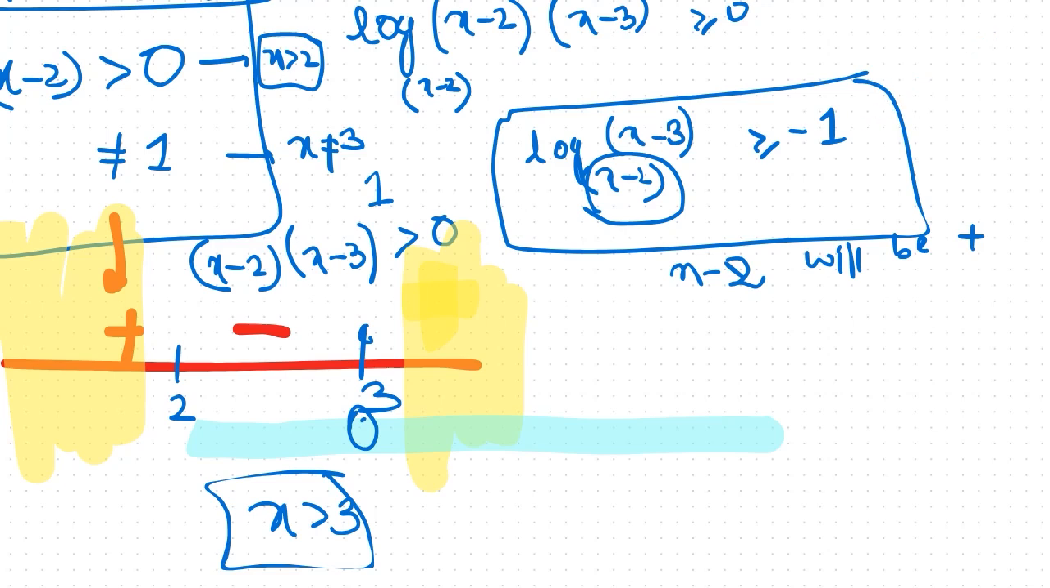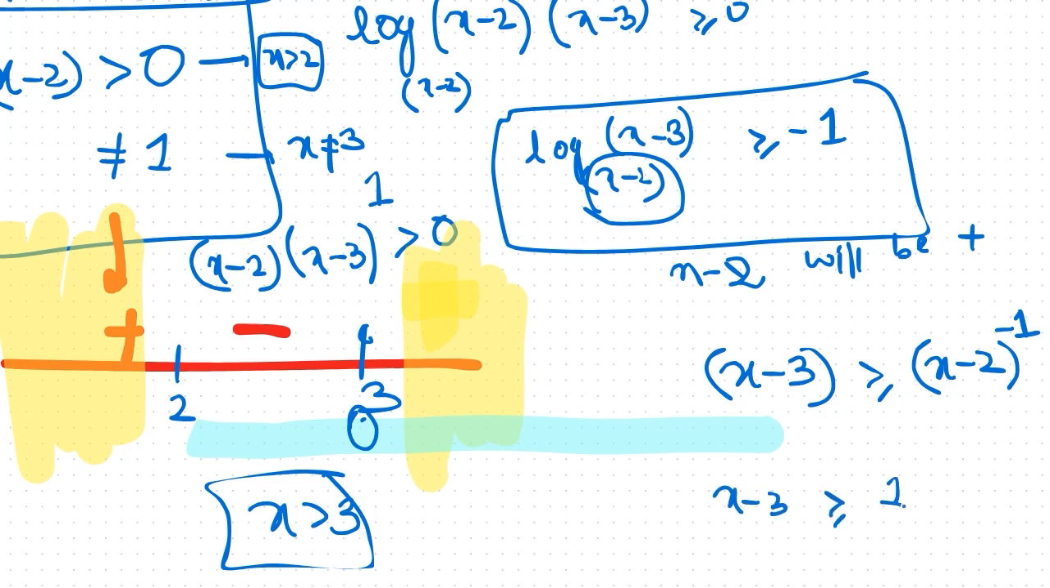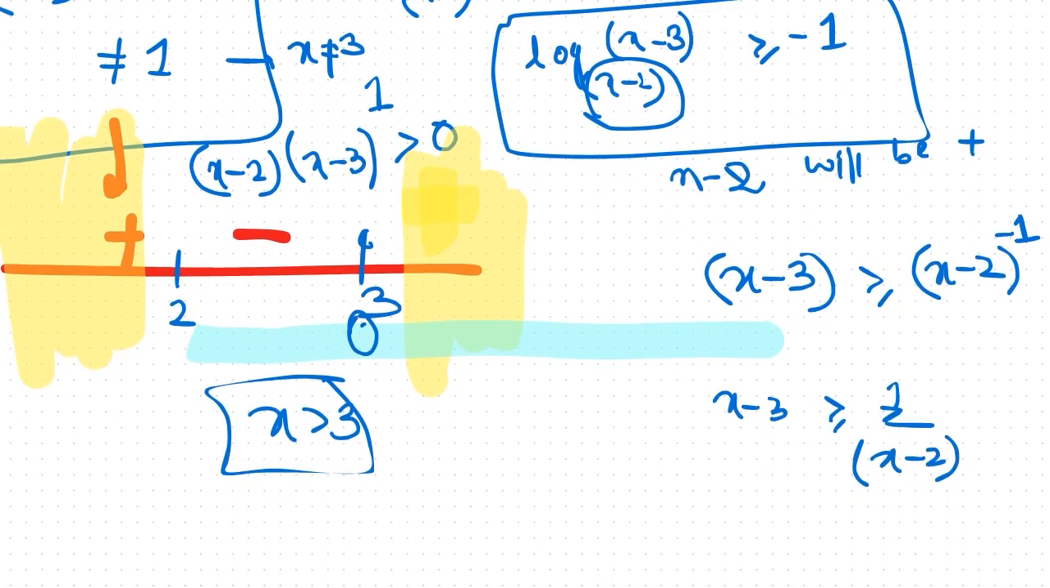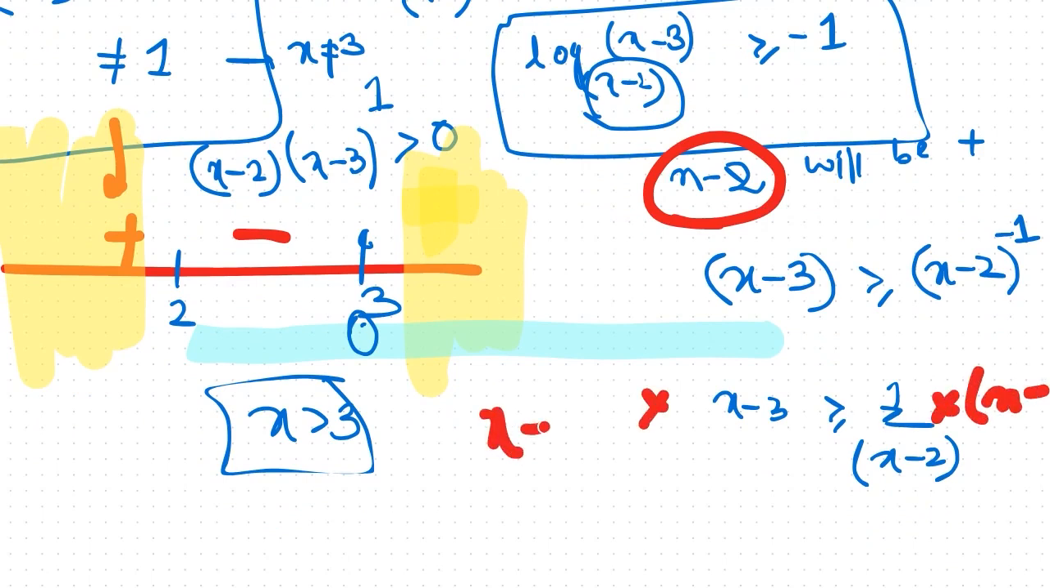So how do we solve this? Change the base? We can rewrite it as x minus 3 is greater than or equal to x minus 2 to the power minus 1. So it becomes x minus 3 is greater than or equal to 1 over x minus 2. Then no need to subtract. If you look carefully, x minus 2 is positive, right? So why not just multiply both sides? The inequality sign will not change.